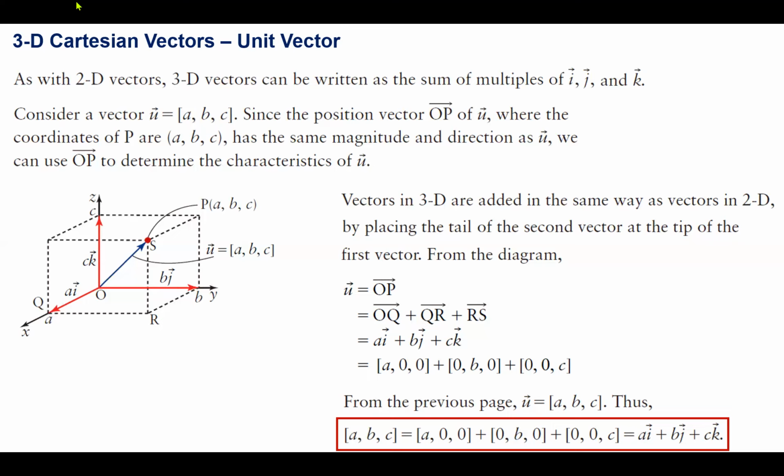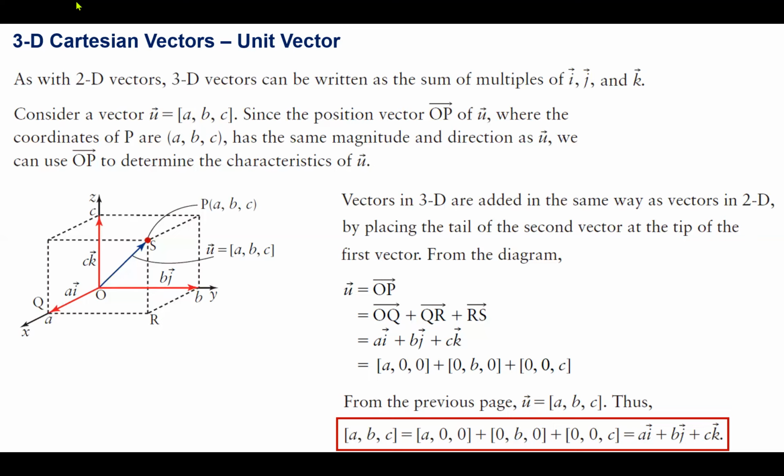Consider a vector u, which is (a, b, c). Since the position vector OP of u, where the coordinates of P are a, b, and c, has the same magnitude and direction as u, we can use the vector OP to determine the characteristics of u. Vectors in 3D are added in the same way as vectors in 2D, by placing the tail of the second vector at the tip of the first vector. From the diagram, we know vector u is equivalent to vector OP, right?